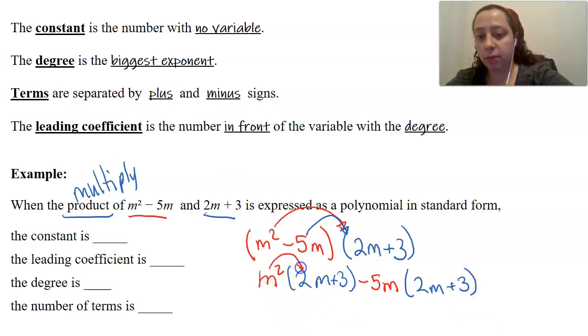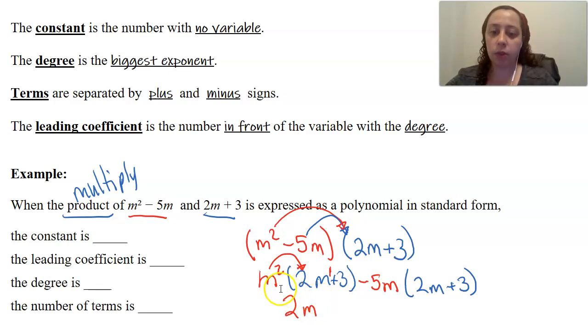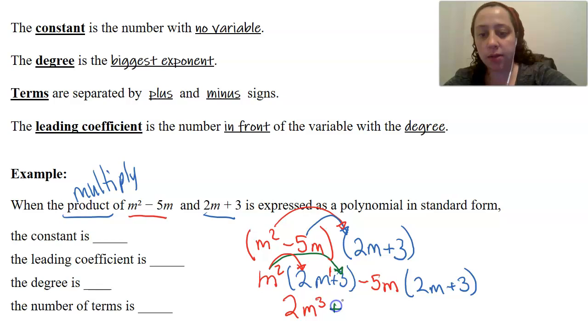M squared multiply 2m. Remember we have this exponent of 1. So we're going to get 2m, and 2 plus 1 gives us 3. Next we're going to multiply m squared by 3. That's going to be plus 3m squared, because 3 is just a constant, and put the m squared with it.